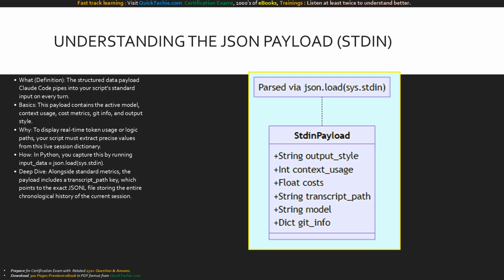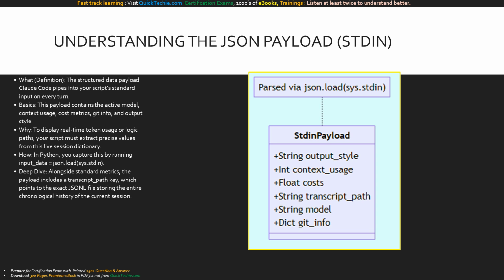To customize the display, we must understand the data we are working with, the JSON payload. What is this? It is the structured data that Claude Code pipes into your script's standard input on every single turn. The basics are that this payload is packed with metrics like your active model, context usage, cost, and the current output style. Why does this matter? Because this live session dictionary is the only way your script knows what is actually happening. How do you access it? In Python, you simply run json.load(sys.stdin).